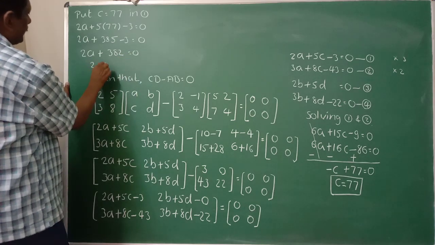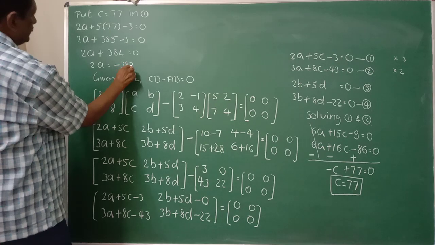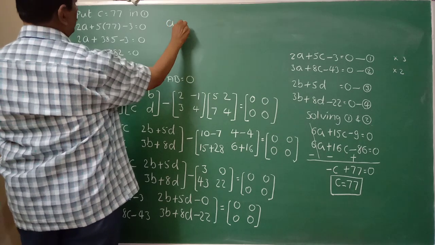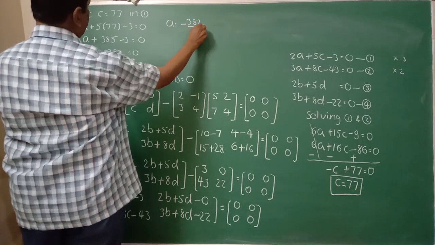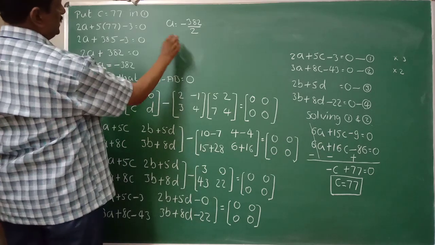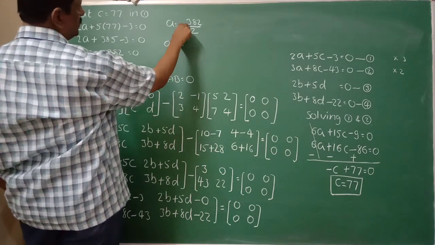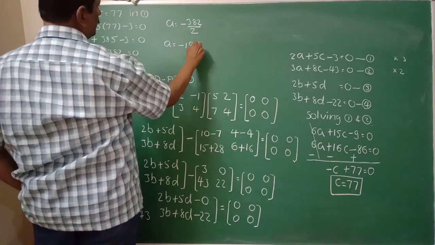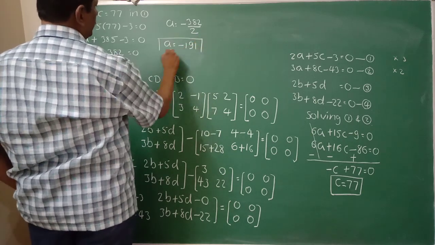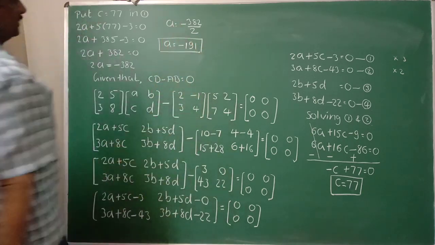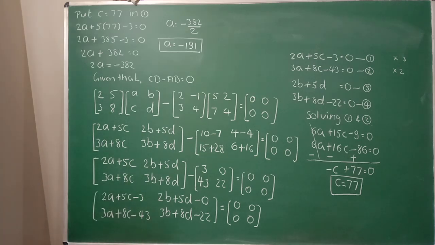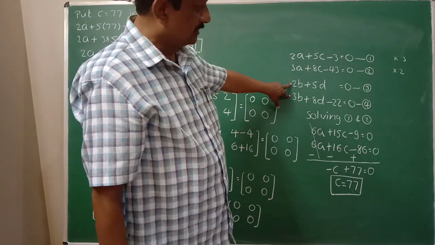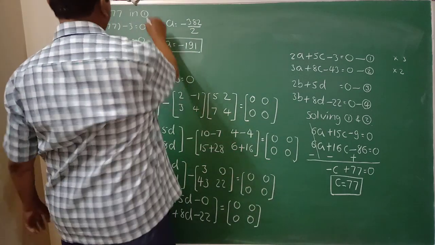Hence 2a is equal to minus 382. Hence a is equal to minus 382 divided by 2. So 2 ones are 2, remaining 18, 2 nines are 18, then 2 ones are 2. So the a value is minus 191. A is equal to minus 191. Next find your b and d. So solving equations 3 and 4.